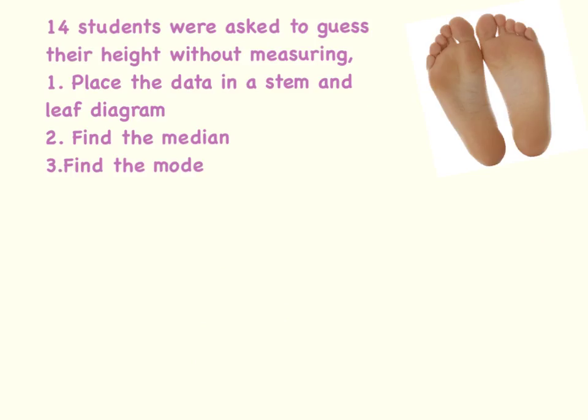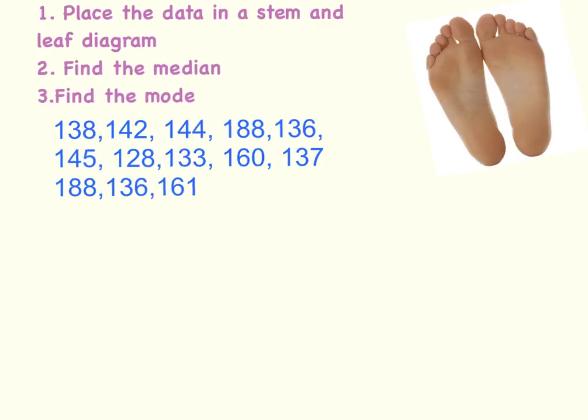Hi guys, so what we're looking at to do today is creating a stem and leaf diagram. So the question is: 14 students were asked to guess their height without measuring. Place the data in a stem and leaf diagram, find the median and then find the mode. This is the data that the students have given. They range in numbers and our first step is to place them into a stem and leaf diagram.